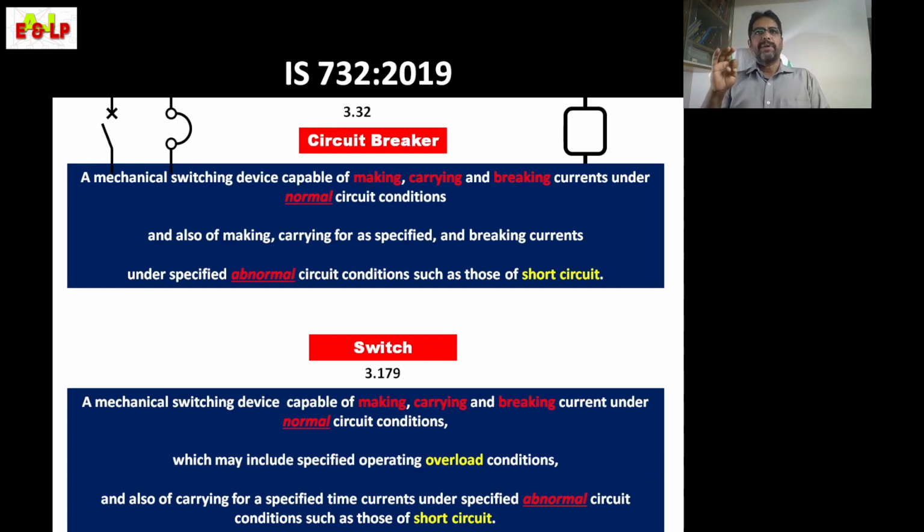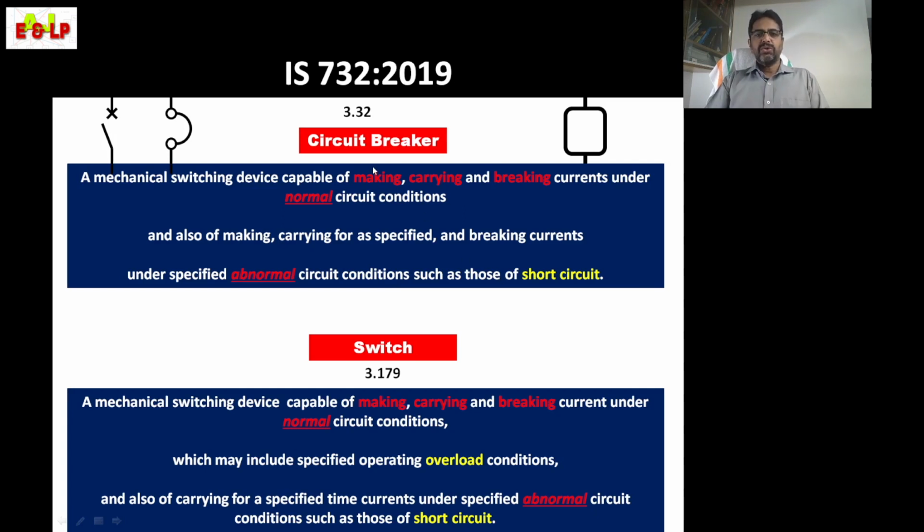It will operate automatically. See the definition here. It is also a mechanical switching device capable of making, carrying, and breaking currents under normal circuit conditions, and also making, carrying for a specified time, and breaking currents under specified abnormal circuit conditions such as those of short circuit.